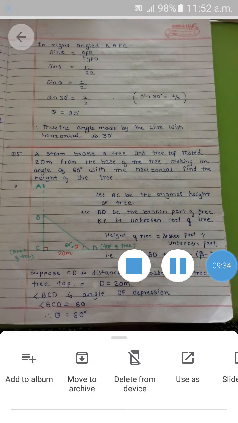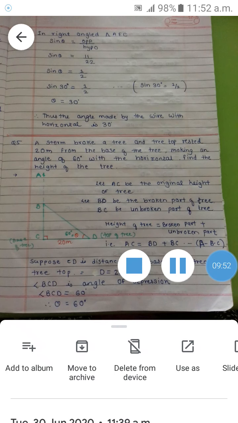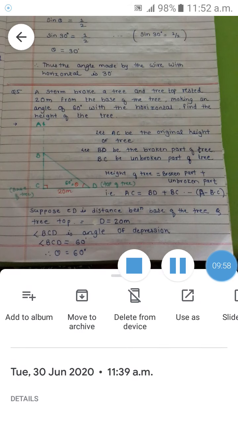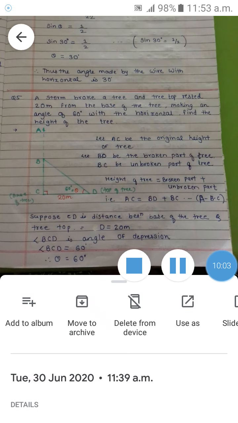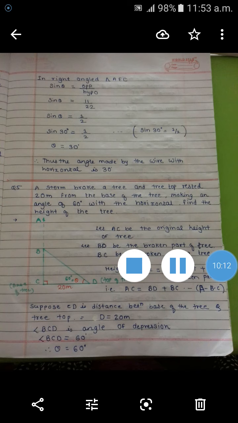So here all these conditions we wrote. We assume let AC be the original height of the tree, BD is the broken part of the tree, and BC is the unbroken part of the tree. Now if you observe, when we join BD and BC, we get the original height of the tree, and that is AC. So that's why I wrote height of the tree is equal to broken part plus unbroken part. So the height of the tree we assume as AC, the broken part as BD, and the unbroken part as BC. That's why I wrote the distance AC is equal to BD plus BC.